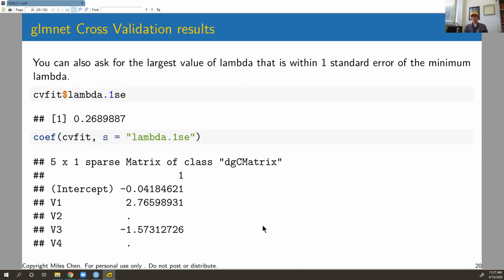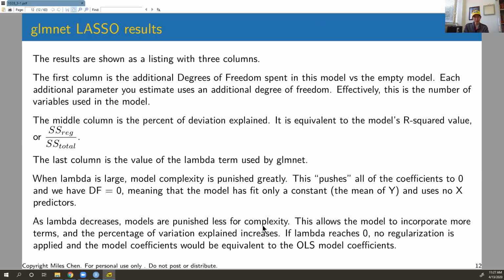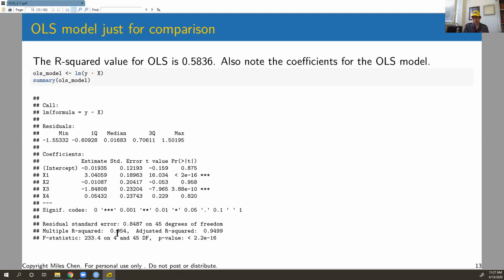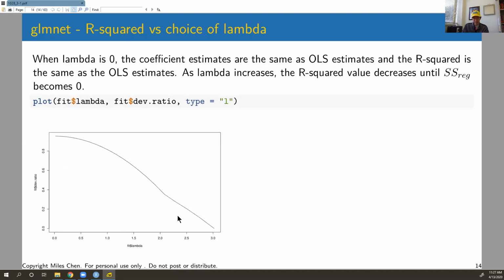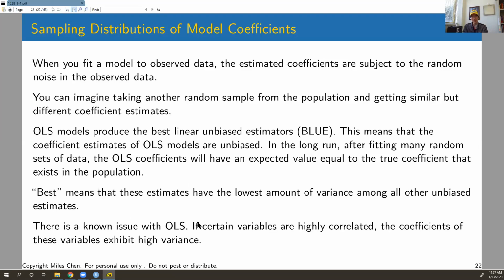But again, you might have this question and say, well, OLS produces an R squared of 0.954, and as I increase lambda, it just causes my R squared to go down. So why would I even want to do something like this?